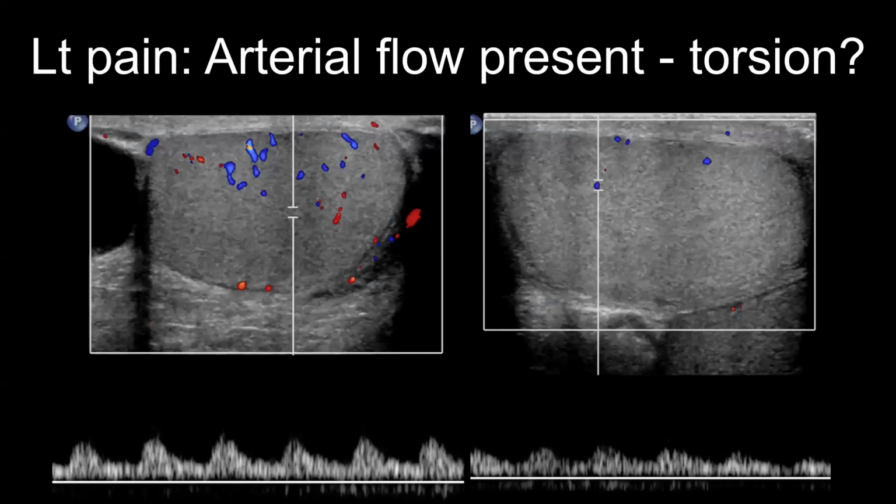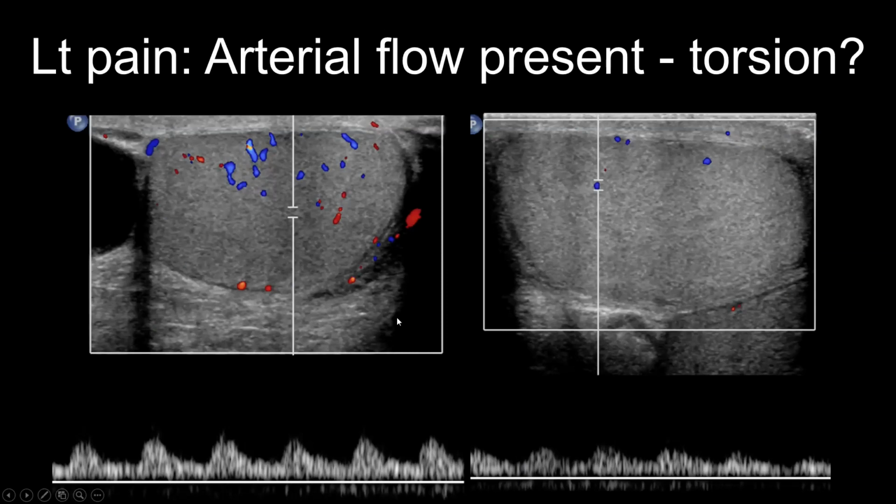This is another patient that I saw, and this patient had left-sided scrotal pain. This is the right testicle. This is the left testicle. Color Doppler images. Pulse Doppler images. We see arterial flow in the right. We see arterial flow in the left.